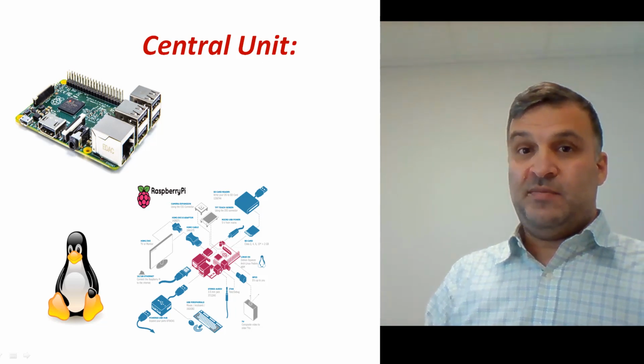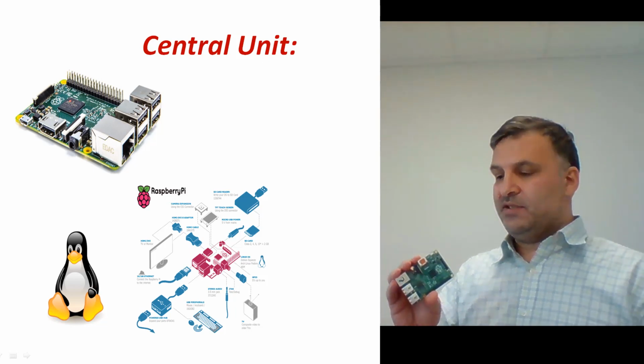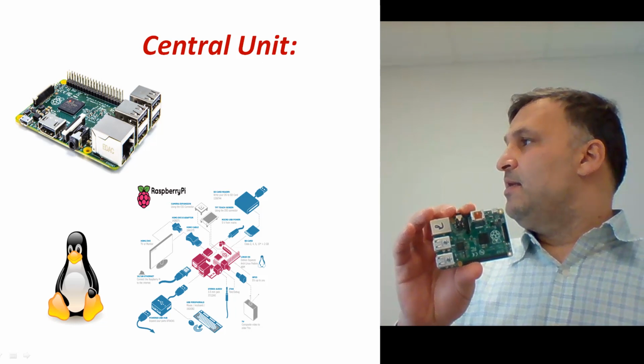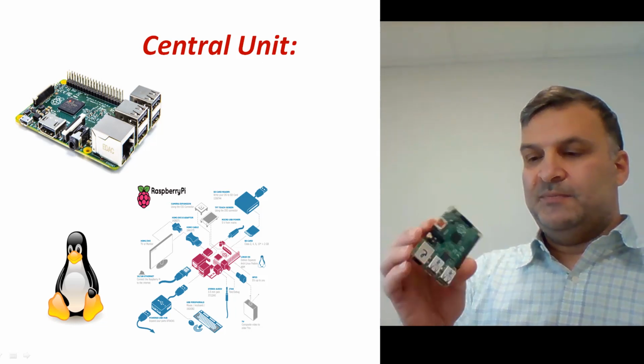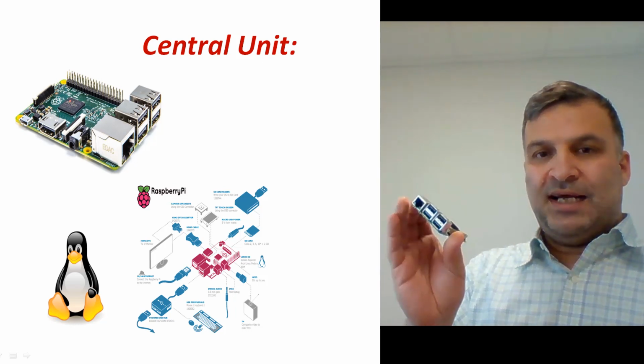The central unit in our system is a very small, powerful and cheap computer. It is in the availability of any person. This is the central unit. It is a Raspberry Pi. What is a Raspberry Pi? It is a small computer.